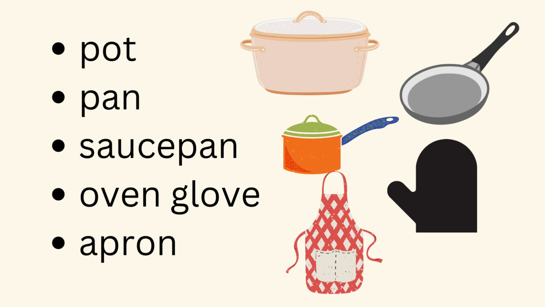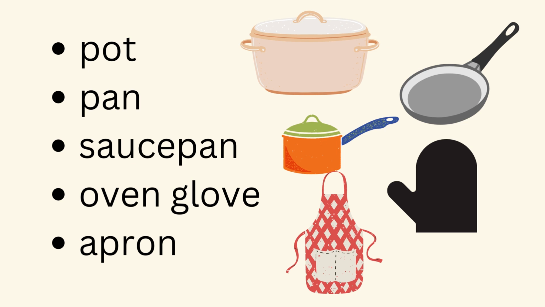Now let's move on to the next item, which is oven glove. An oven glove is a thick covering for the hand, used for taking hot things out of the oven. So now we can use this word in this instance. Use the oven glove to remove the baking tray from the oven.